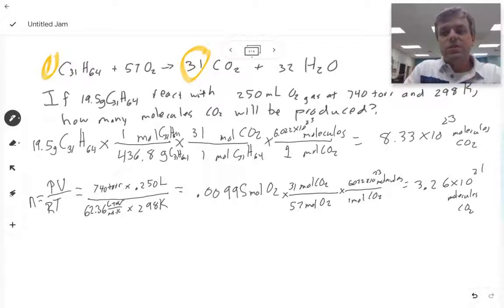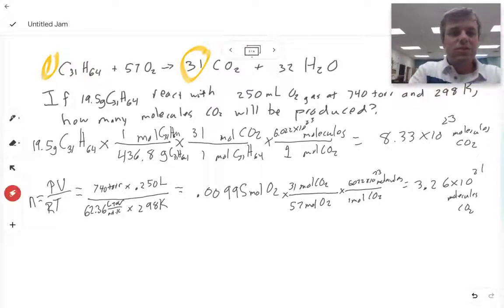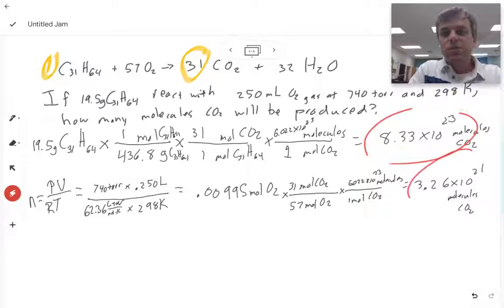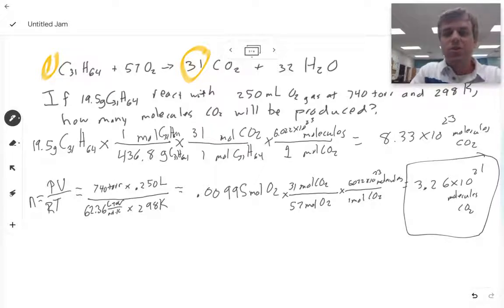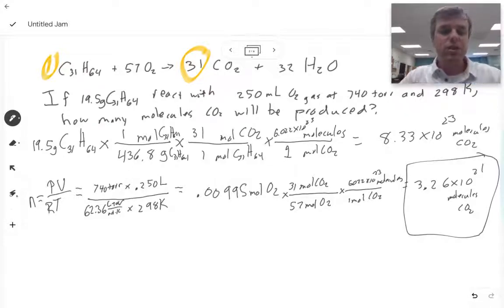So now we need to evaluate our two answer choices and see which one of these two is the smallest. When we do that, this is our smallest number. So once we have produced this many molecules of carbon dioxide, we have used up all of the oxygen, and so the reaction has to stop.